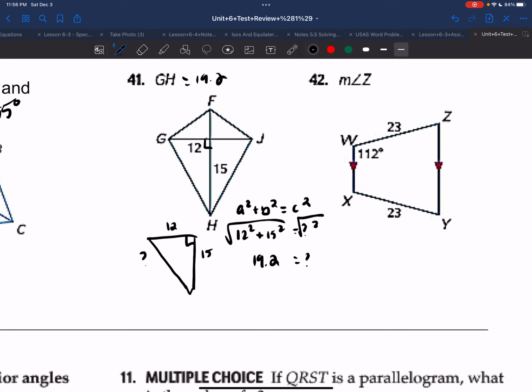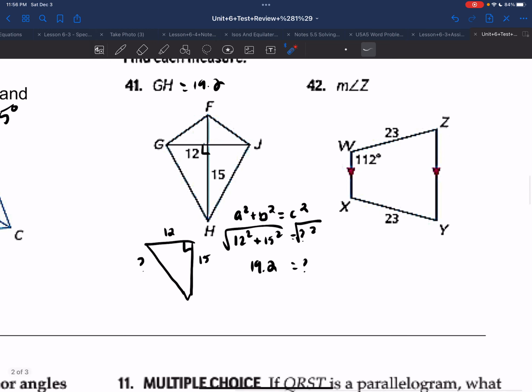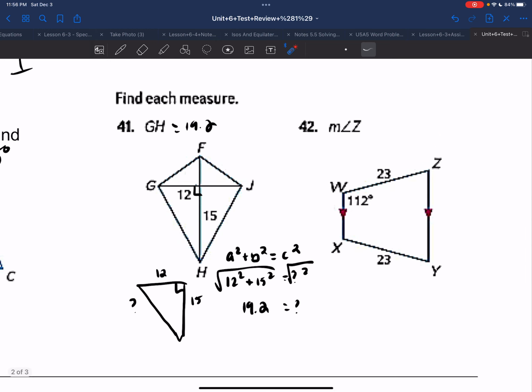Now, I'm going to go ahead and move on to 42. Measure angle Z is right here. And this is an isosceles trapezoid because, one, it is a trapezoid because it has one pair of parallel sides, and then the legs are going to be congruent because they're both 23. So this is an isosceles trapezoid.